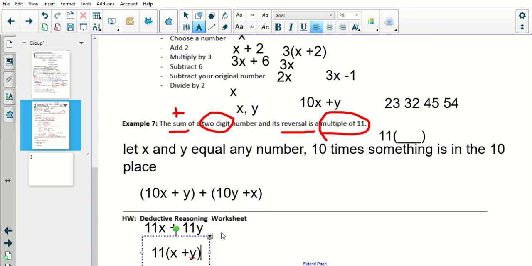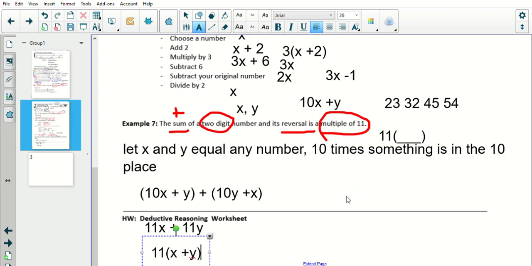Okay, so in fact, if I reverse any two numbers, they're going to be multiples of 11. So if I take my 23 and my 32, 23 plus 32 is 55. Okay, if I add 45 and 54, guess what? That's 99. 55 and 99 are both multiples of 11. Boom. We've just proved mathematically that it works.